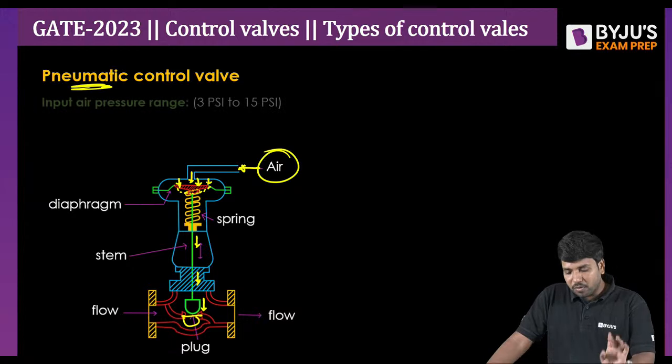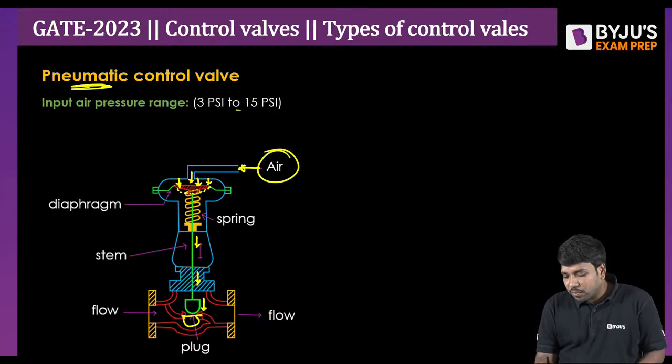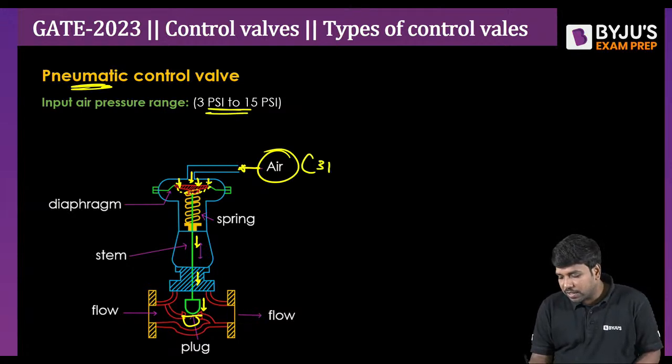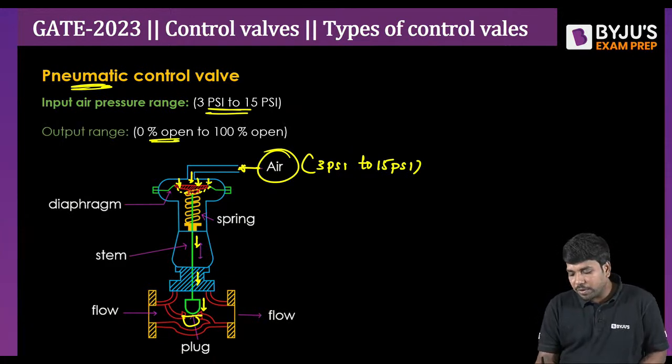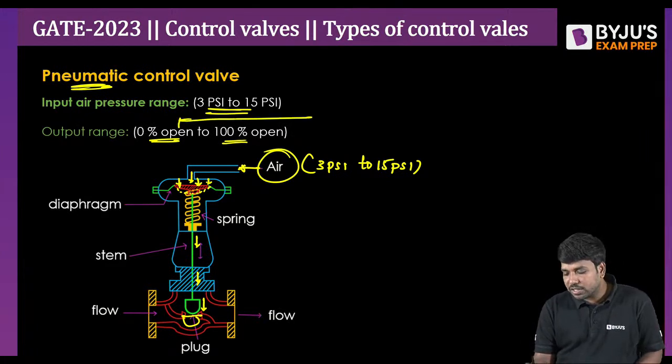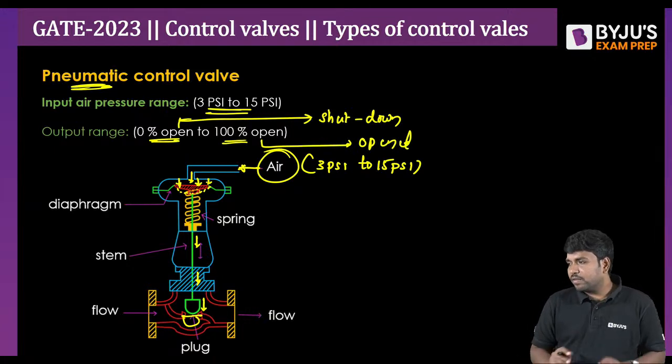Clear? Now, what would be the input air pressure that is required here? The input pressure may vary from 3 psi to 15 psi. You can see the pressure range here, 3 psi to 15 psi. And the output range is 0% open to 100% open. So 0% open means it is shut down, which means it's closed, and 100% open means it's fully open, nothing else. This is a simple way to understand.